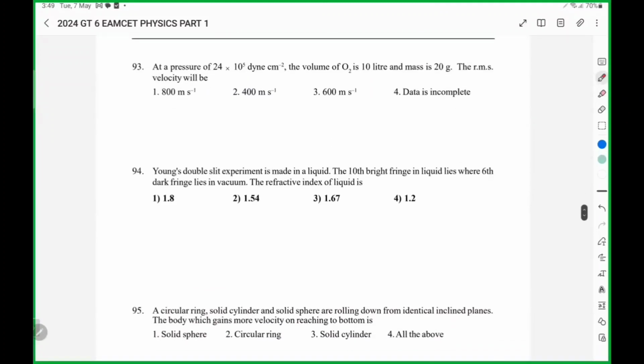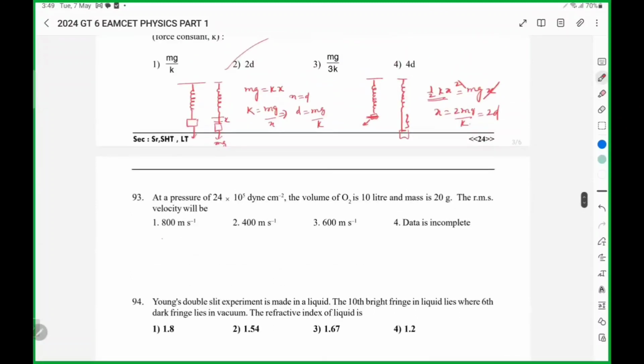At a pressure of 24 into 10 power 5 dyne per centimeter squared, 1 dyne is 10 power minus 5 Newton, and 1 centimeter is 1 by 100 meter, squared. So 24 into 10 power 5 gives 10 power 4 Newton per meter squared.